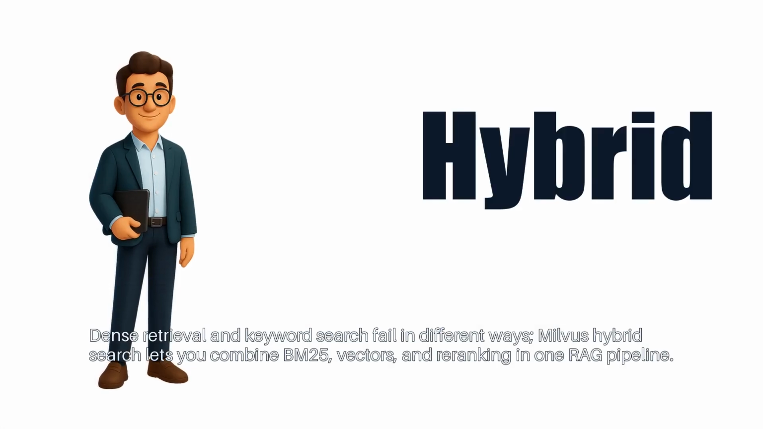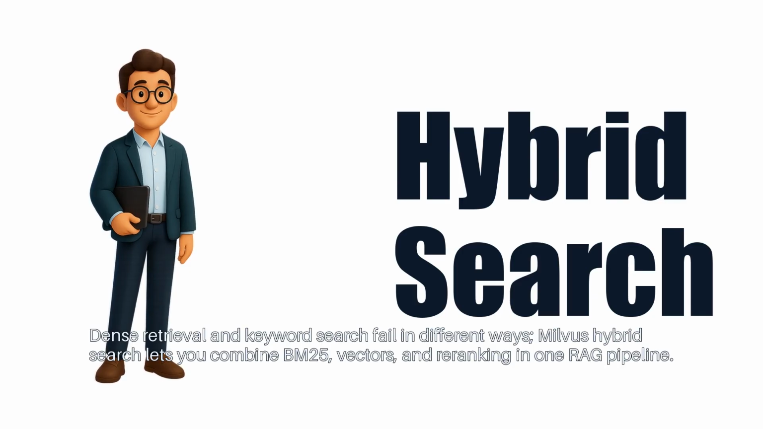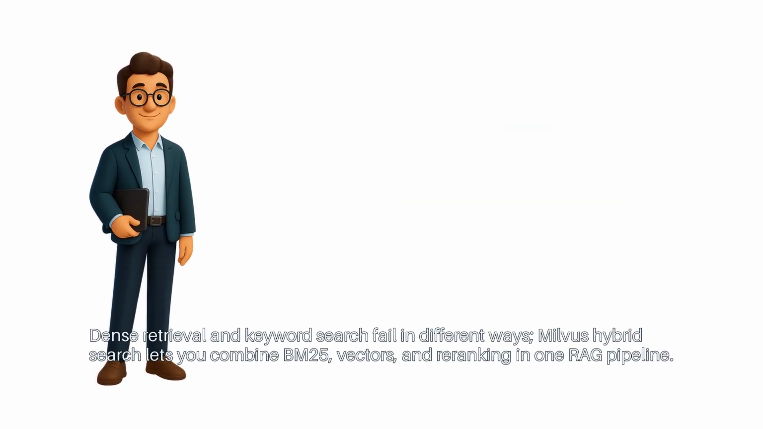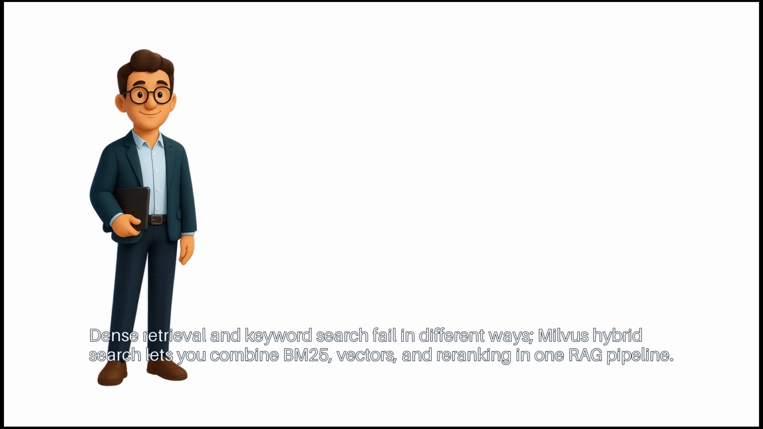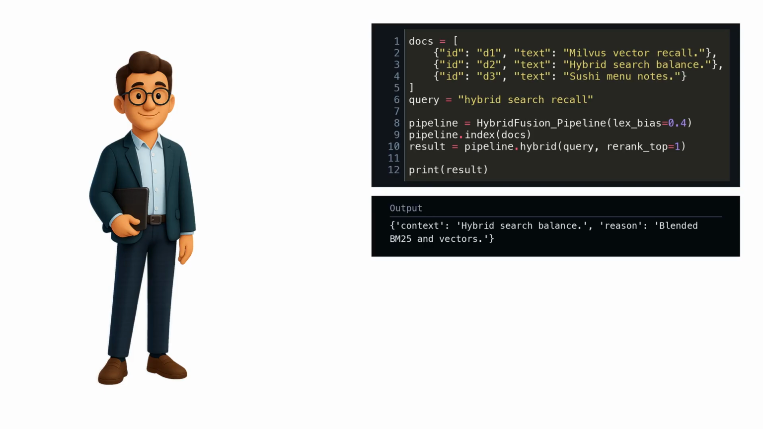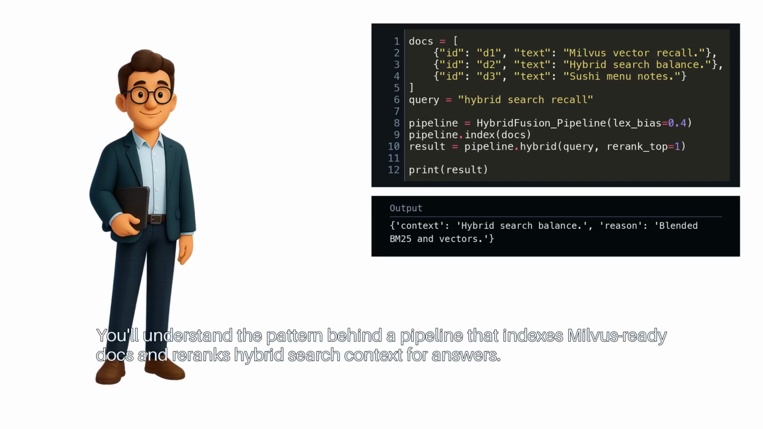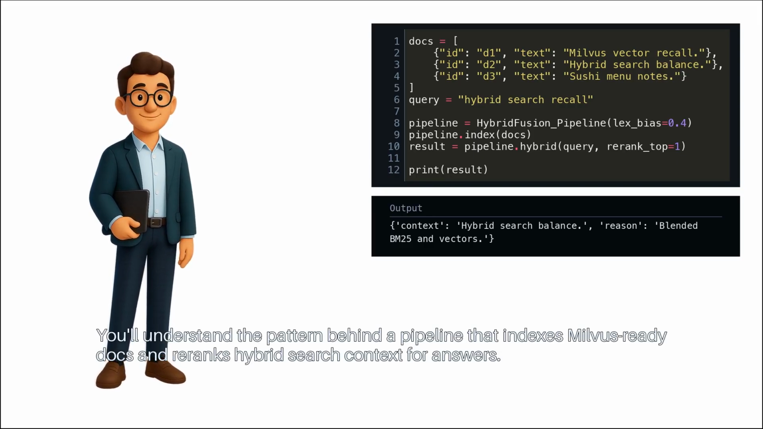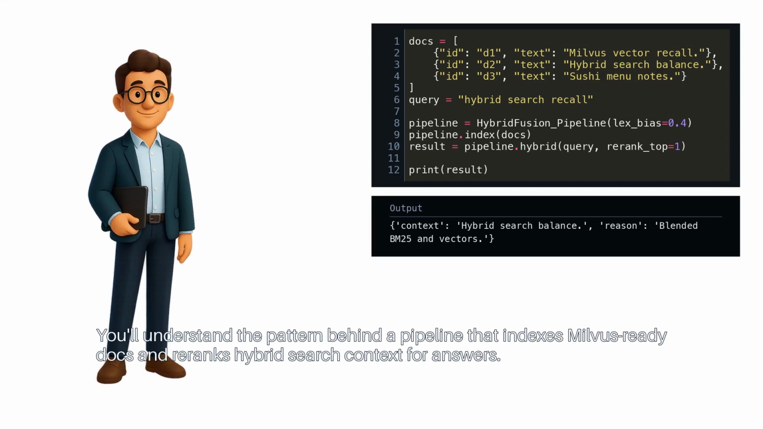Dense retrieval and keyword search fail in different ways. Milvus hybrid search lets you combine BM25, vectors, and reranking in one RAG pipeline. You'll understand the pattern behind a pipeline that indexes Milvus-ready docs and re-ranks hybrid search context for answers.